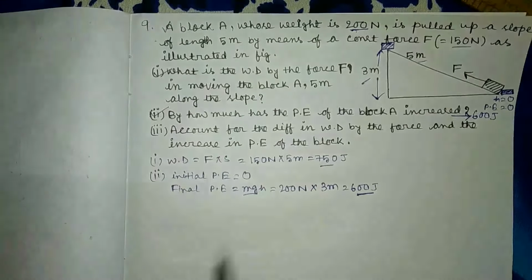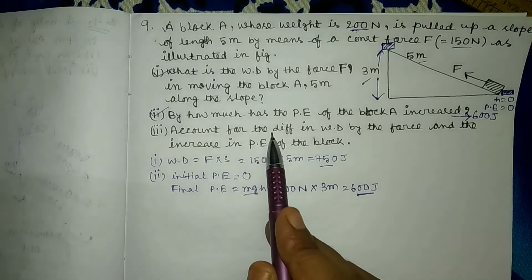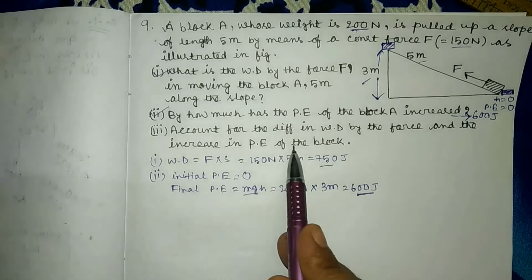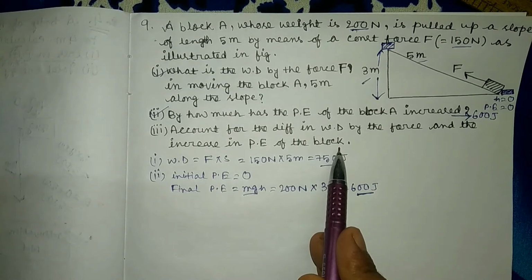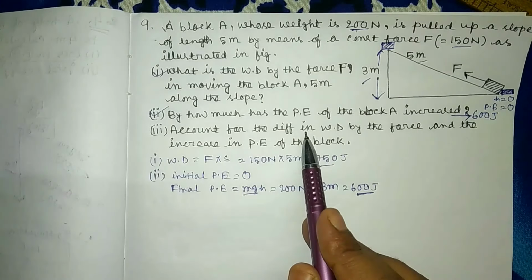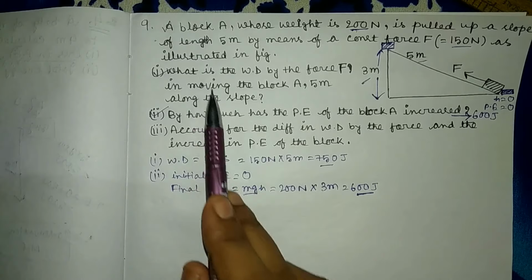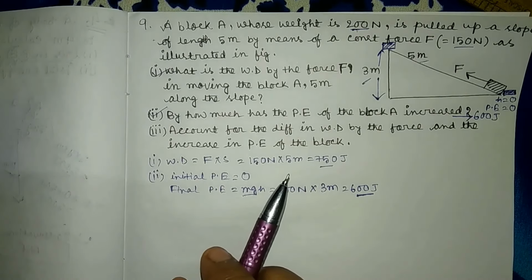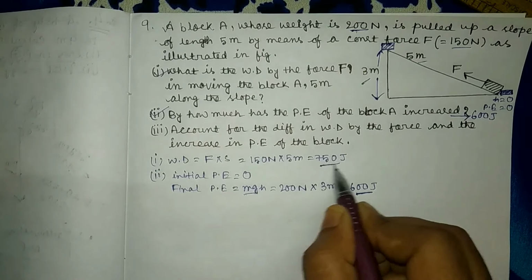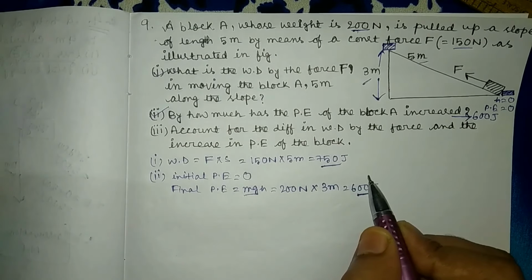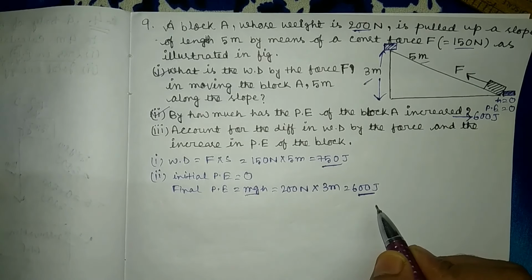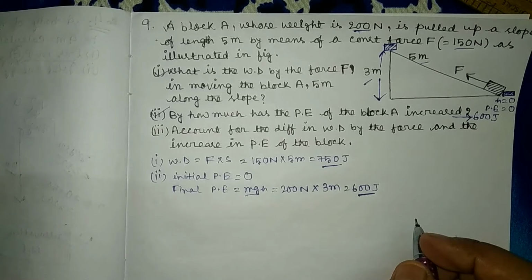For part 3, account for the difference in work done by the force and the increase in potential energy of the block, because here they want to know the difference between part 1 and part 2. Therefore, here the work done by the force was 750 Joule and the increase in potential energy is 600 Joule. So think, how can it be possible?